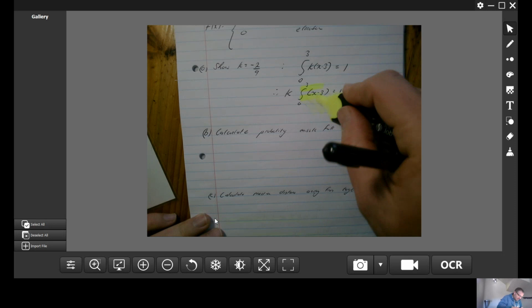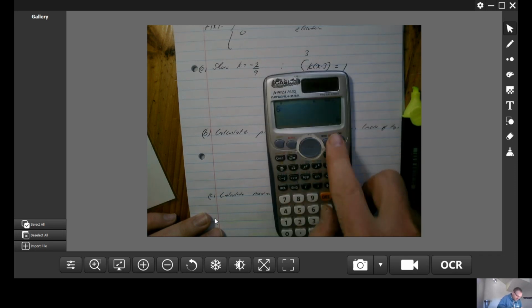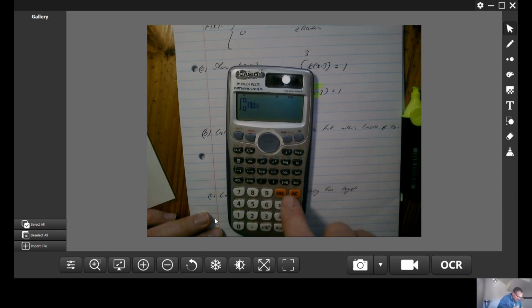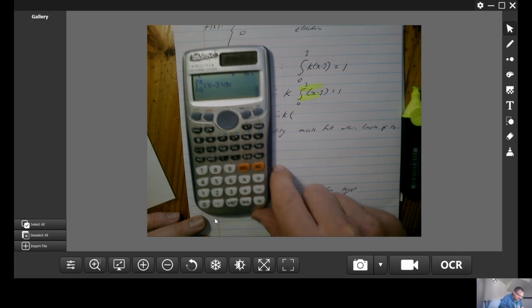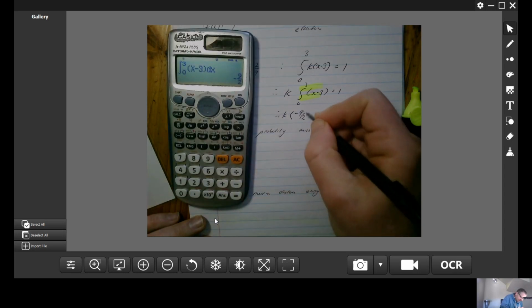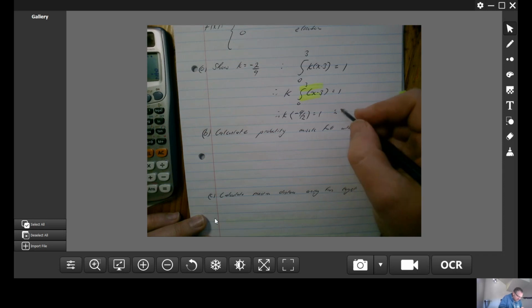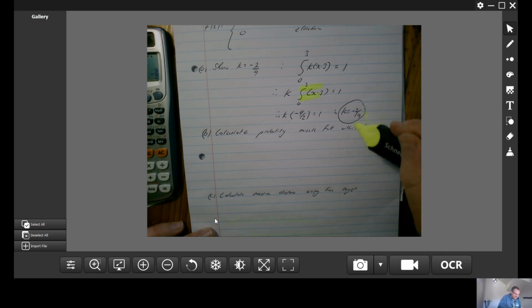We can figure this out on your calculator. Put that into your calculator. I'm looking for the integral of x minus 3 between 0 and 3, which equals negative 9 over 2. So k times negative 9 over 2 is equal to 1. Therefore, I divide by negative 9 over 2, which is the same thing as multiplying by 2 over negative 9. So k is equal to negative 2 over 9.